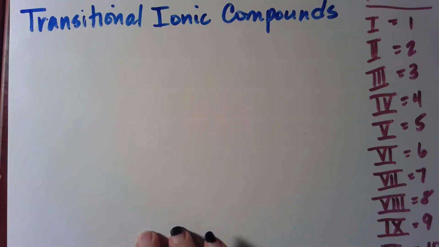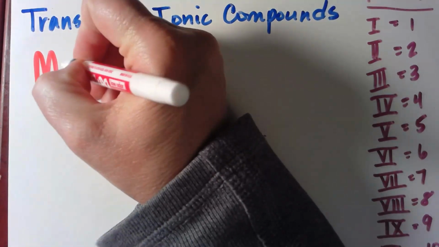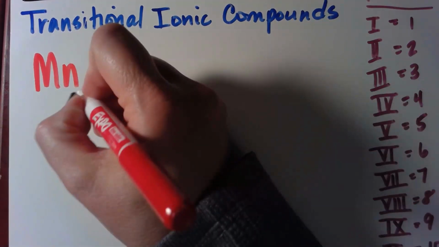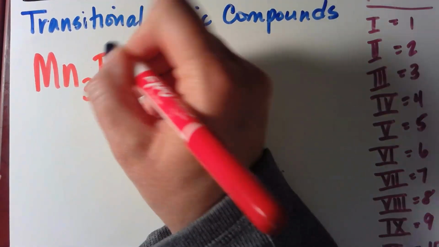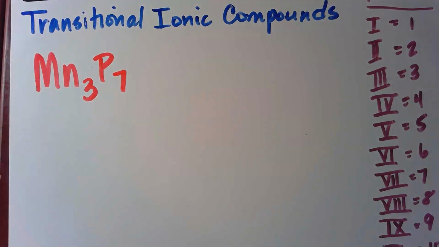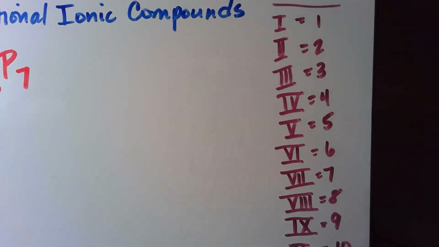And we're going to make it a little tricky. Okay, so let's do, how about manganese, which, hint, hint, don't make this mistake on a test. If you see Mn, that is not magnesium, that's manganese. Alright, so we're going to do Mn3P7. Alright, and now we need to know our Roman numerals, what they look like, and all that kind of good stuff too.